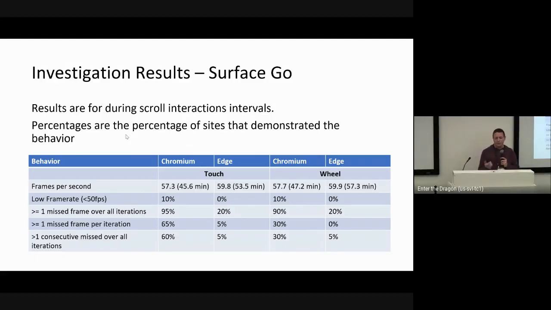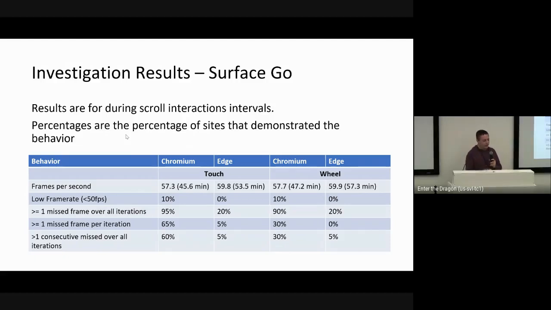For wheel, we did better. Chromium was up at 57, almost 58. Edge was within rounding error of 60, pretty close. Next, we looked at how many of these sites are consistently dropping underneath 50. We found about 10% of them were in Chromium. Edge actually stayed above 50. I think the lowest we hit was 55-ish on average.